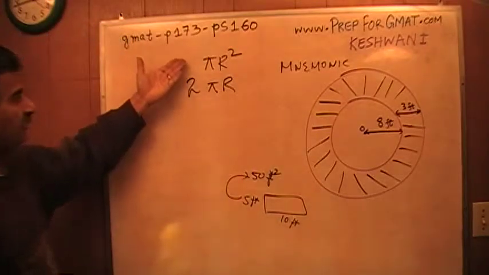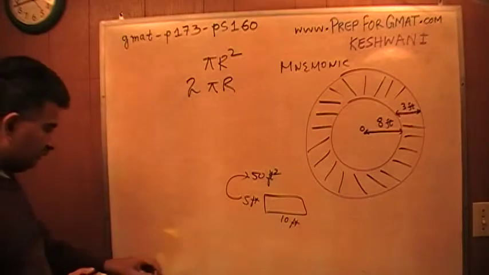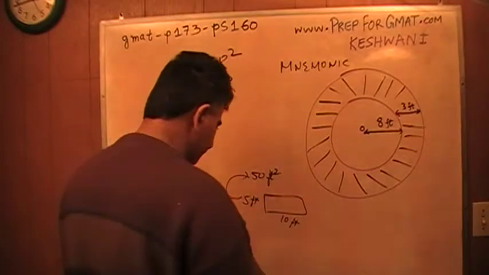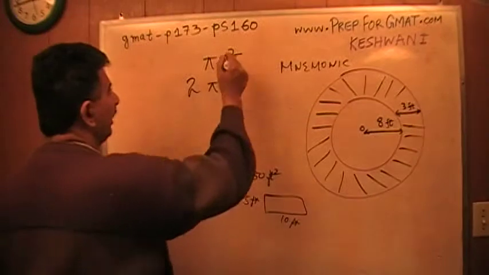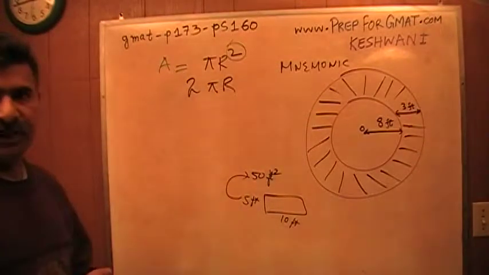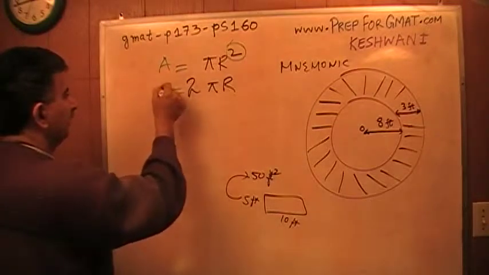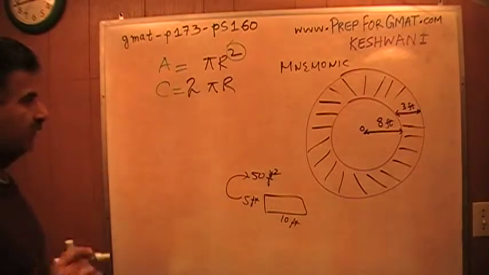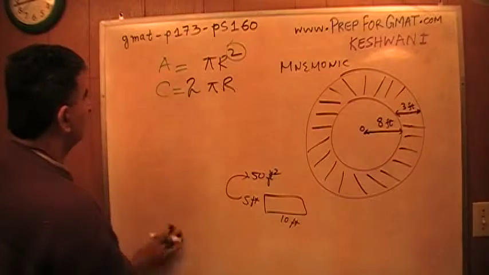Which one do you suppose is for the circumference and which one is for the area? Well, the one that I find with a square in it must be for the area. And once you establish that, then it's very simple. The other one must be for the circumference. We don't need the circumference here. We need the area, so let's get going.